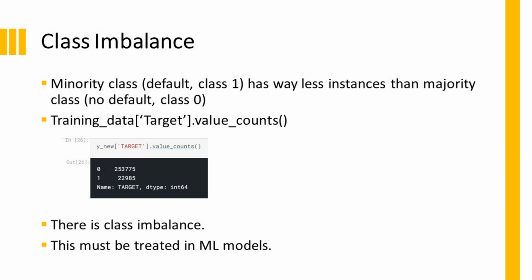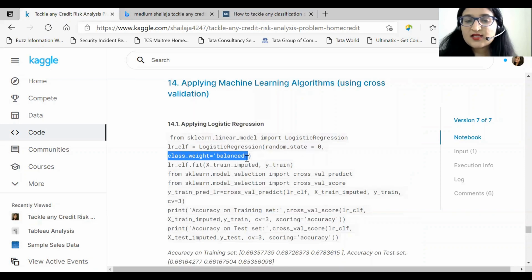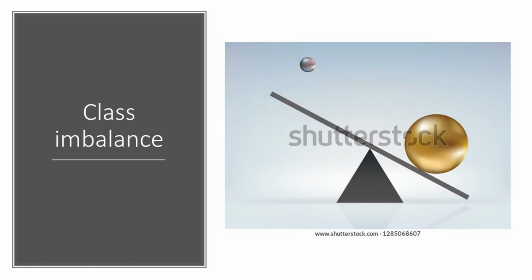What will happen is, you will not get the correct result if you do not treat for class imbalance. So basically, to correct the class imbalance, for example, you can see here, when I'm applying the logistic regression, I am putting class weight equal to balanced. Similarly, for other machine learning algorithms, there will be other ways to correct this class imbalance. So make sure that you are correcting the class imbalance before proceeding any further.